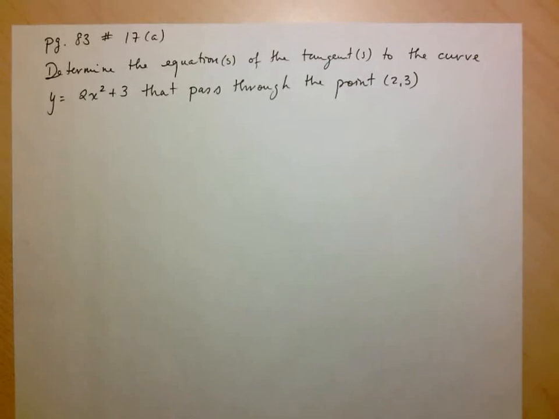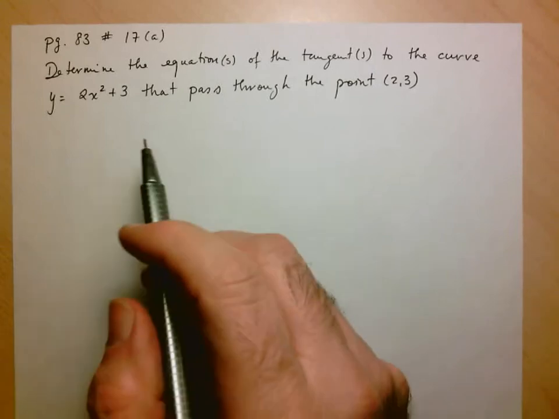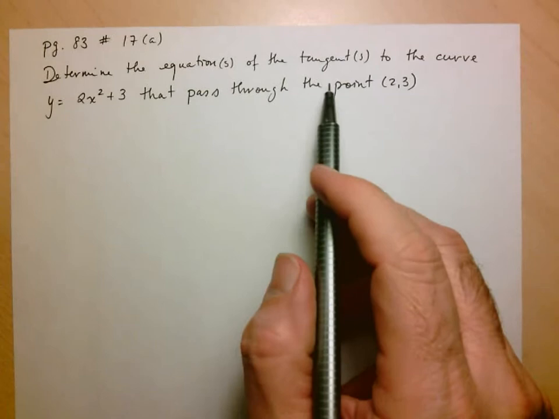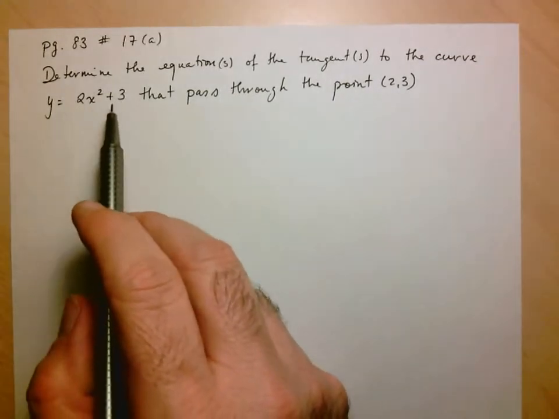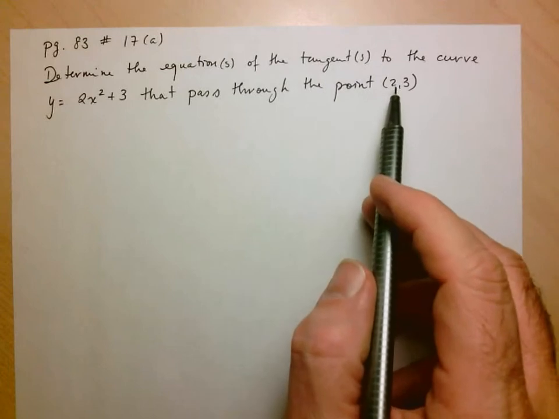Hi folks, we're going to take a look at page 83, number 17a. Okay, so let's see what they're asking us here. It's saying determine the equation or equations of the tangents to the curve y equals 2x squared plus 3 that pass through the point (2, 3).